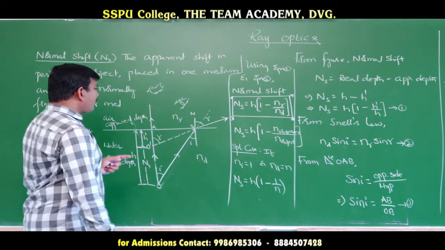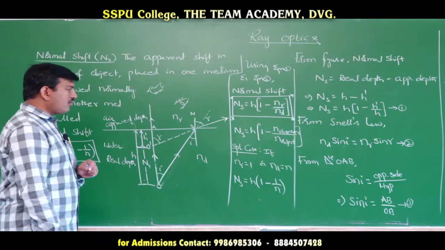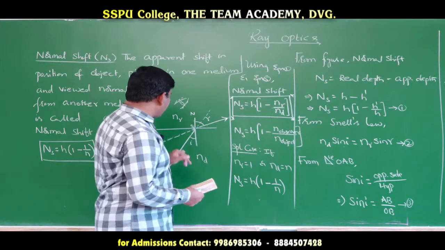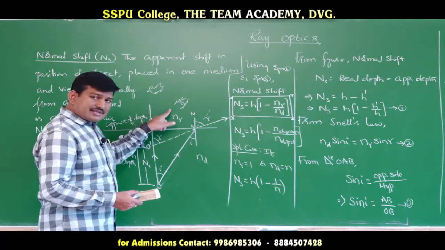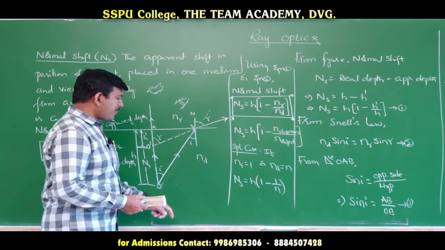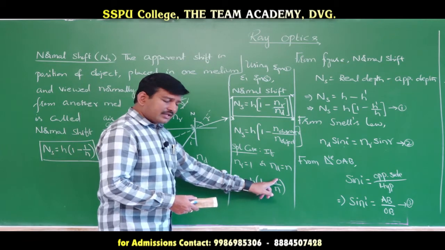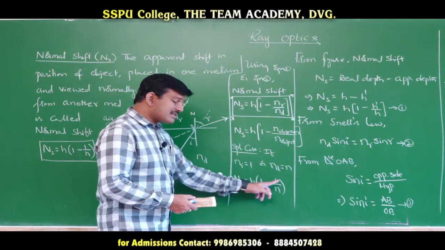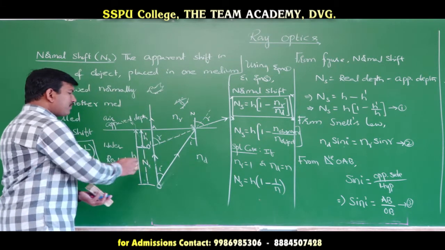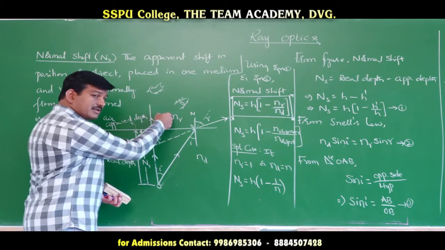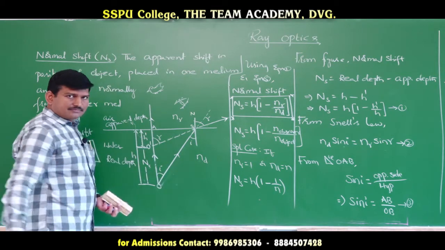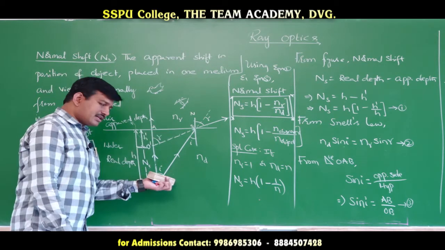Then what does the positive value of normal shift say, and what does the negative value say? See here, in this example, the observer is in the rarer medium and the object is in the denser medium. In this case, what happened? Here n is greater than 1, therefore 1 by n is less than 1. 1 minus less than 1 is positive. Normal shift is positive. Once again I am repeating, in this example, the observer medium is the rarer medium and the object medium is the denser medium.